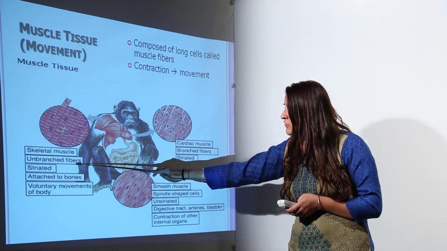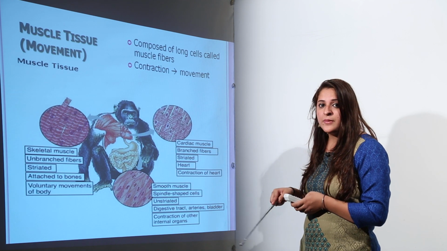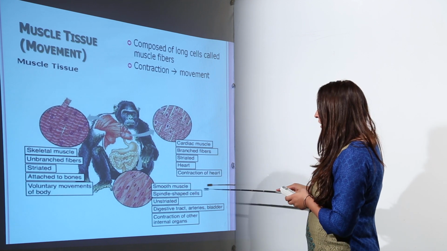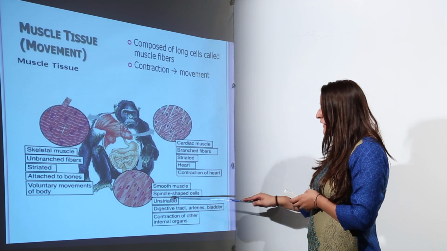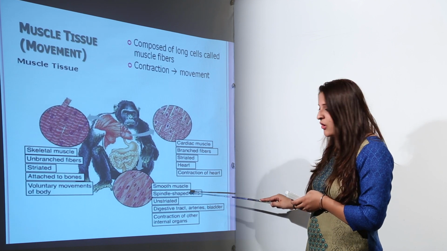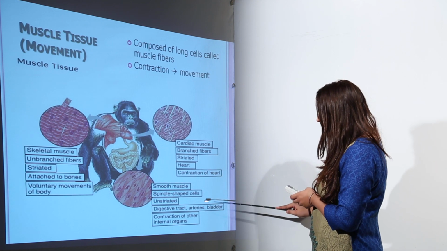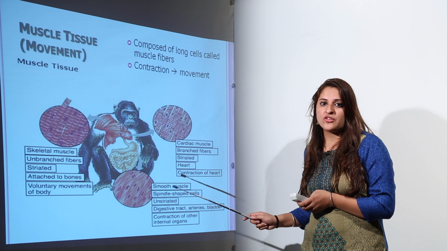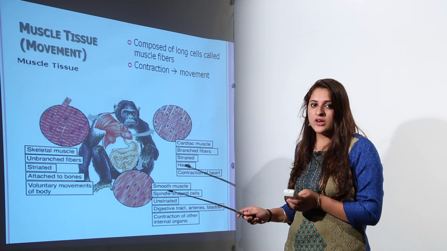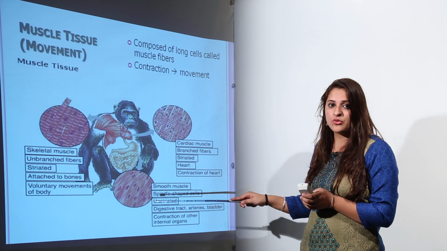It also consists of unbranched fibers, and it is striated, that is, it consists of striations. That's why we call it skeletal muscle. Whereas smooth muscles have a spindle-shaped structure and are unstriated, they do not have any striations. These smooth muscles are present in arteries, the bladder, and the various uterine muscles, whose contraction and relaxation is not under the will of an organism. That's why we call them involuntary muscles, because we cannot control the contraction.